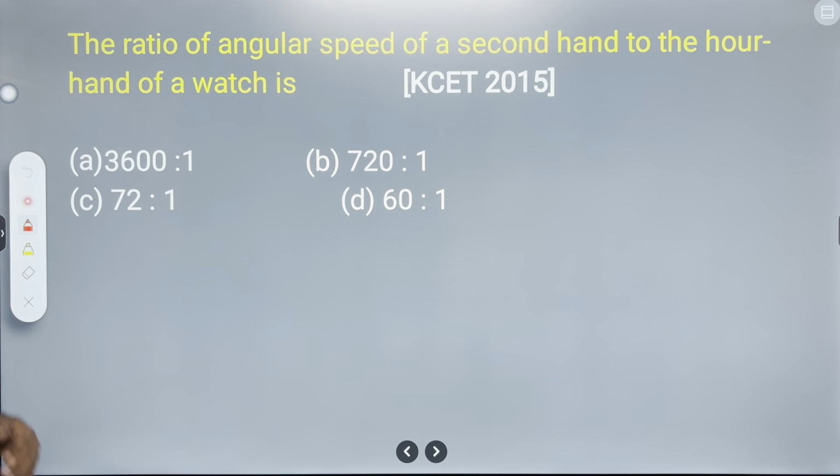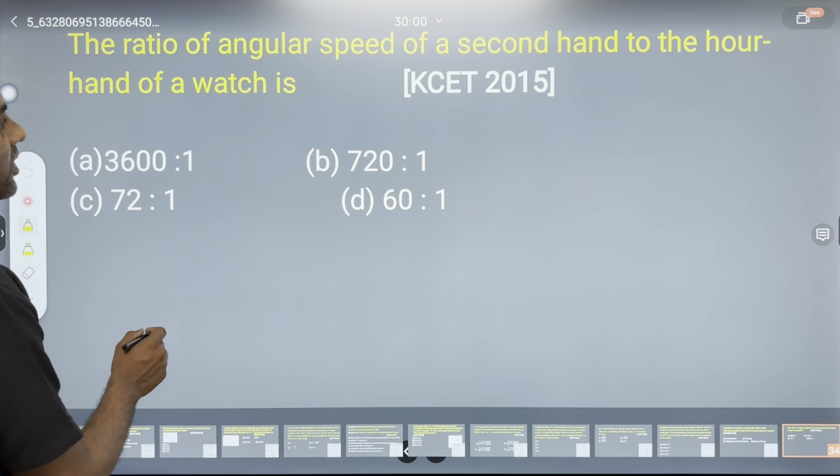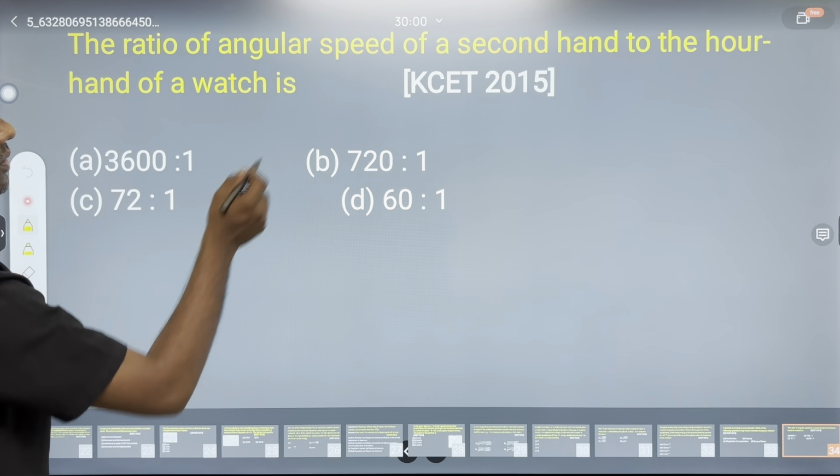Next example, the ratio of angular speed, similar to the first example. We have already solved the first example. The speed of the second hand to the hour hand. So what is angular velocity? That is angular displacement upon time. The angular displacement will be the same for both. So omega is inversely proportional to t. So omega of the second hand divided by omega of the hour hand.